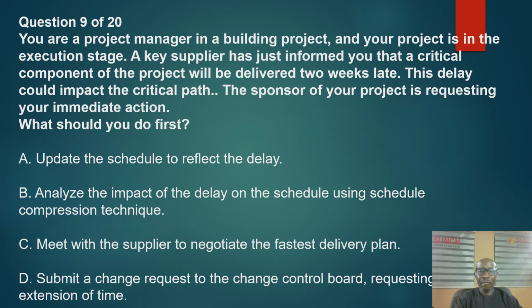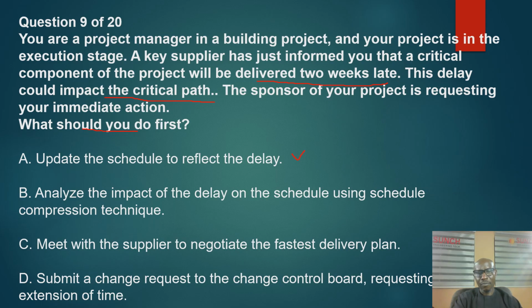A. Update the schedule to reflect the delay. What should you do first? A key supplier has just informed you that a critical component will be delivered 2 weeks late. This delay could impact the critical part, which means it will affect the schedule date. The sponsor is requesting your immediate action. Update the schedule to reflect the delay. Is that the first thing to do?